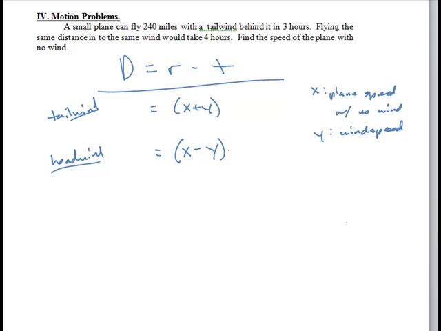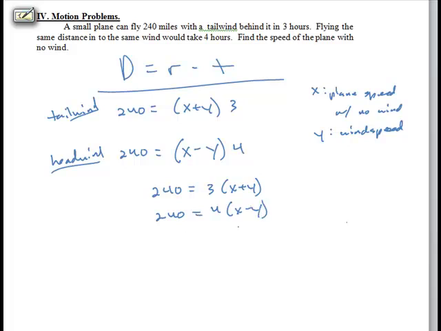It's slowing you down. So what we know from the problem: the distance is 240 miles for each part of the trip, and the time for the tailwind is 3. Since you're going slower with the headwind, it's going to take longer, 4 hours. So right here we have our system of two linear equations: 240 is equal to 3 times x plus y, and 240 is equal to 4 times x minus y.